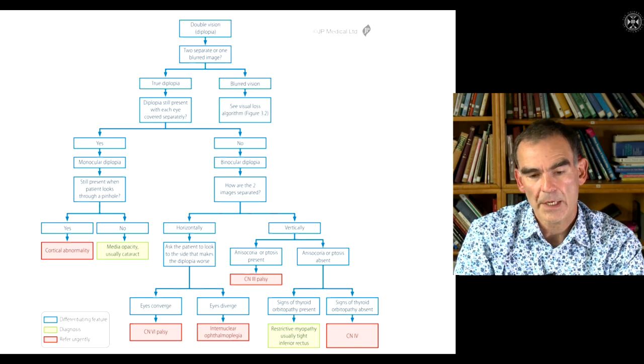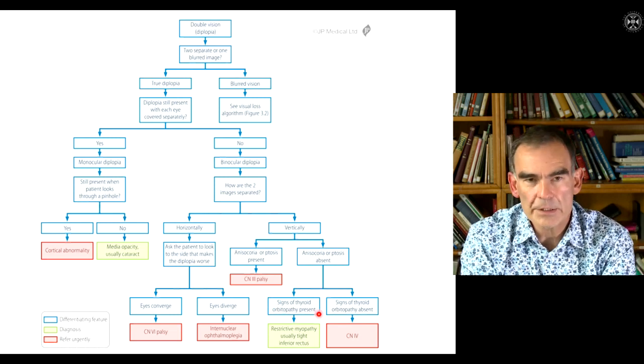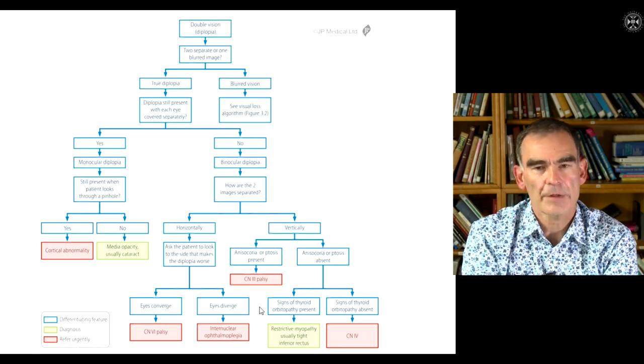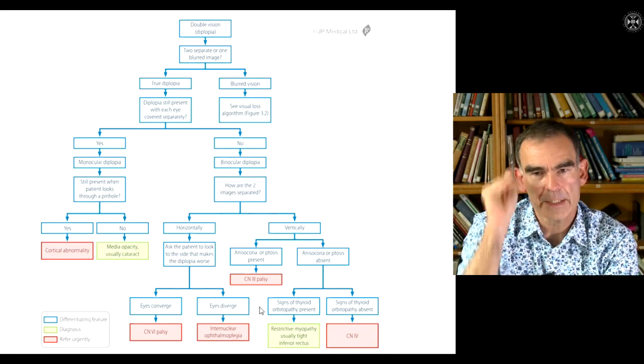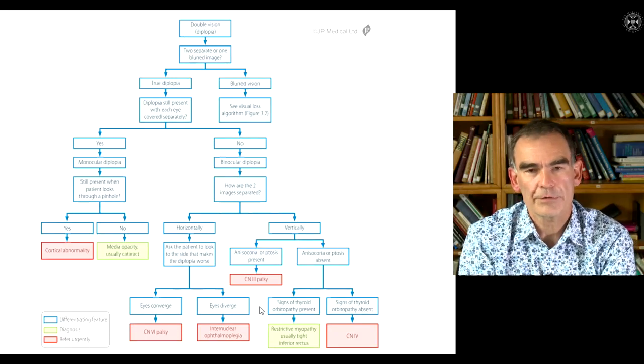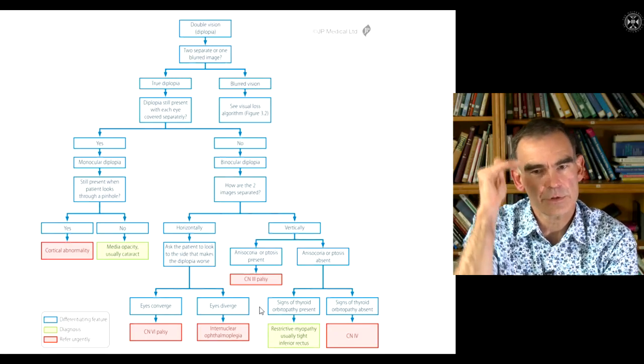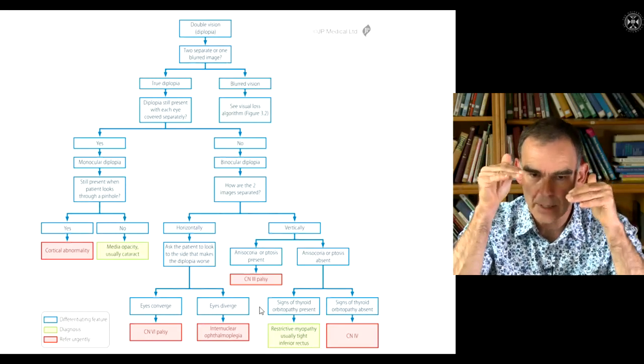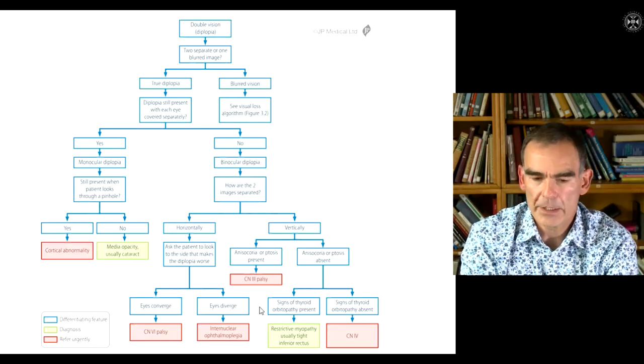it's a third nerve palsy. If you've got true binocular double vision, vertically separated, and anisocoria or ptosis absent, the next thing to look at is, does the patient have signs of thyroid orbitopathy present? There are some well-recognised signs of thyroid orbitopathy, such as a little bit of proptosis, the eyeball coming forward, and a little bit of eyelid retraction, upper or lower lid, often the upper lid, and often a little bit of lid lag. So when you look down, the lids don't come down as well, so it lags up. And often it can be a little bit asymmetrical.